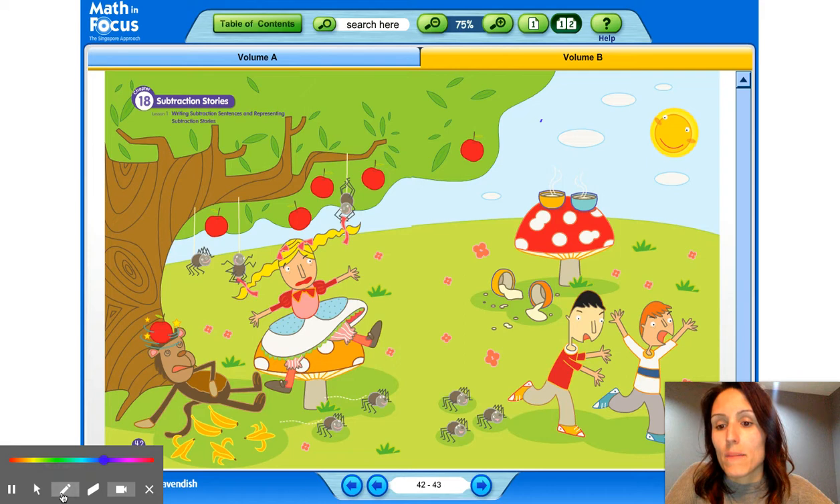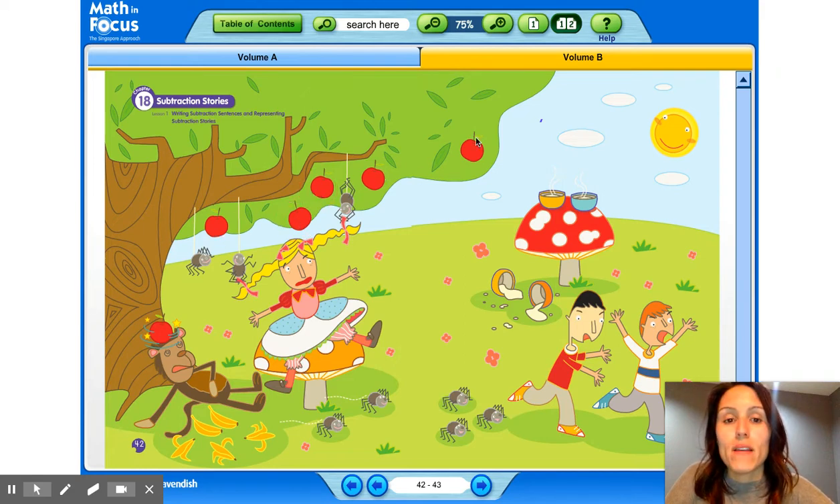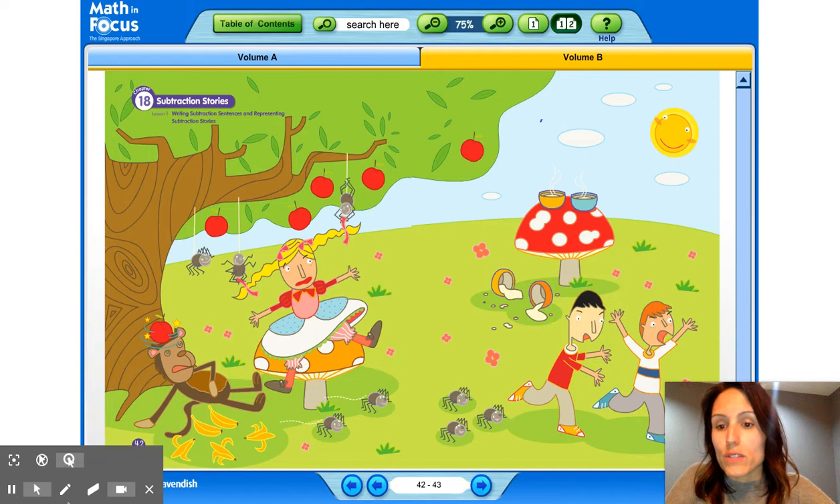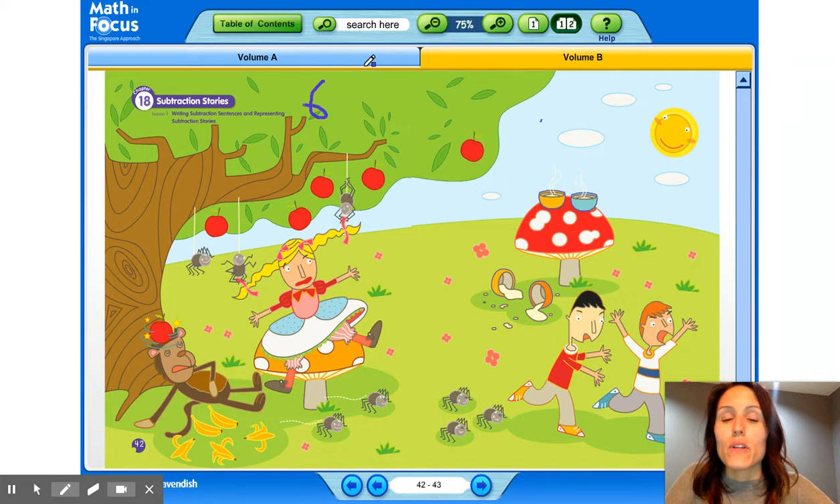So let's count how many apples there are together. Let me get my pointer. Let's see if that works. Okay, 1, 2, 3, 4, 5, 6. So there are 6 apples all together. So the first number we're going to write is 6. And then we're going to do that subtraction symbol, that take away, that little line. And we're going to figure out how many apples fell out of that tree.